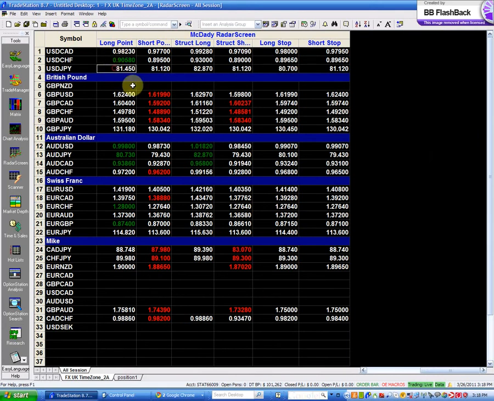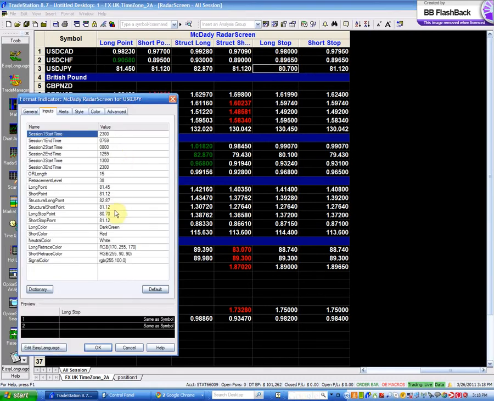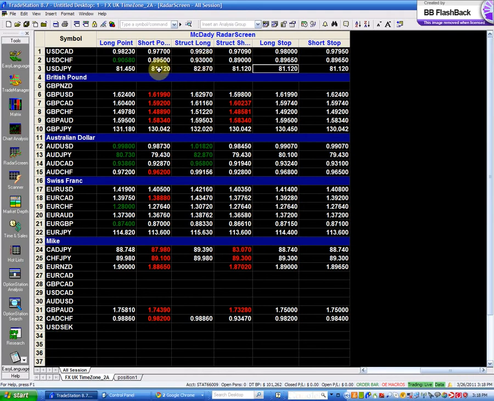so these are the points we need to be buyers of the dollar above 81.45, and if we do, our structure long is the 82.87. If I buy it at 81.45, my stop is the 81.12. Okay, and if I'm going to go short, I'm only going to go short below 81.12, which is my structural short, and it is my short stop.